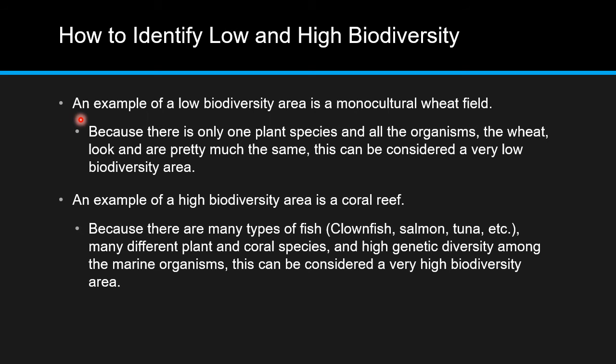An example of a high biodiversity area is a coral reef because there are many types of fish: clownfish, salmon, tuna, trout, countless species of fish, many different plant and coral species, and high genetic diversity among the marine organisms. If you think about it, inside one coral species, there are many different designs and shapes in that species alone. Because of all that, this can be considered a very high biodiversity area.